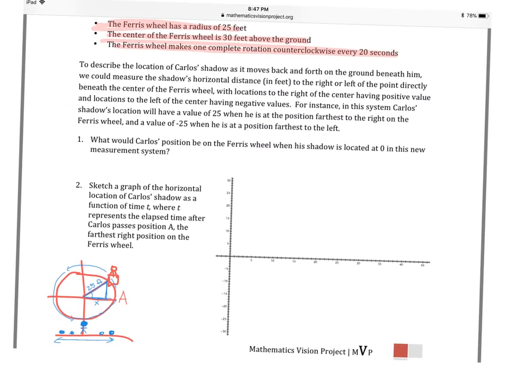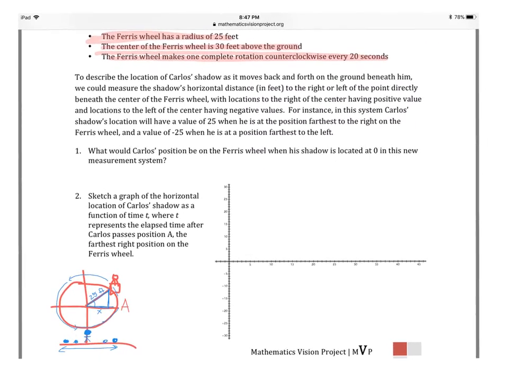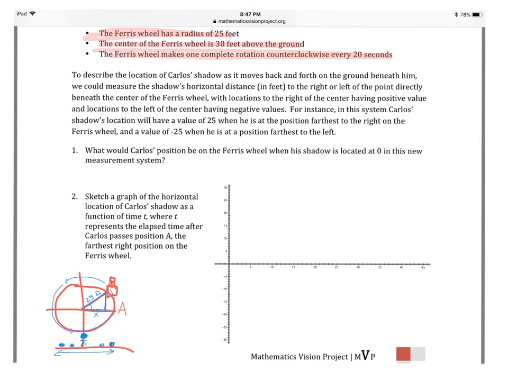Whoa, motion sick again. Let's straighten this out. Okay.